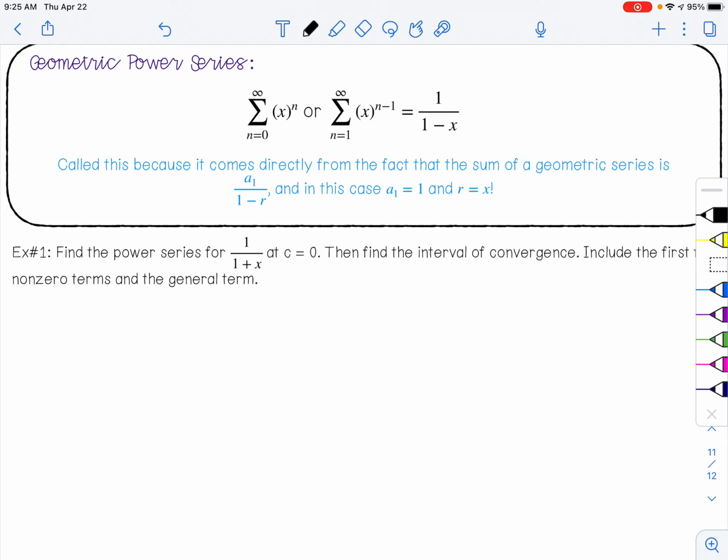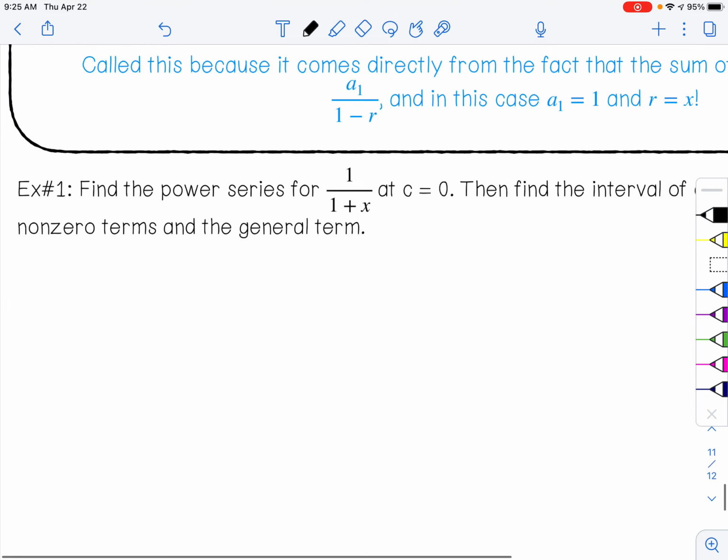You can also get this series by doing some long division and seeing how it turns out, so you can always try that out as well. So we're going to find the power series for 1 over 1 plus x at c equaling 0. So we're going to find the Maclaurin series, and now 1 over 1 plus x looks a lot like 1 over 1 minus x. The only difference is that it's a negative.